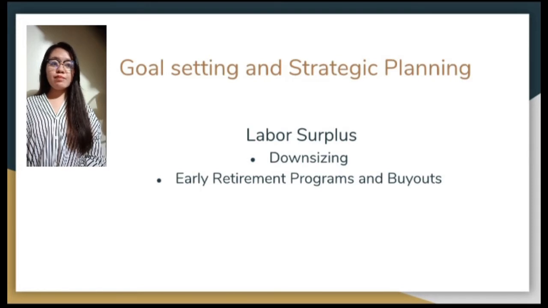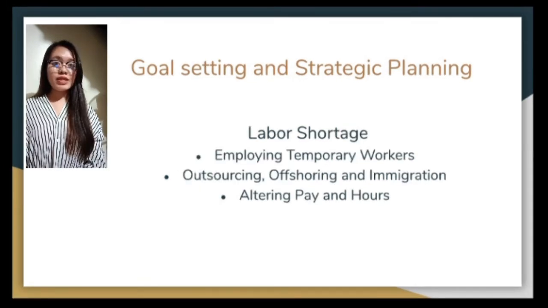Next is early retirement programs and buyouts. This is another means to reduce labor surplus. It is where companies offer early retirement, where the employees will receive compensation or incentives to retire ahead of schedule. This will help the organization have fewer expenses due to high medical costs and contributions of other employees. Despite that, the company will lose a wealth of experience and stability, which poses a problem. Downsizing and early retirement programs and buyouts are popular methods to reduce labor surplus.